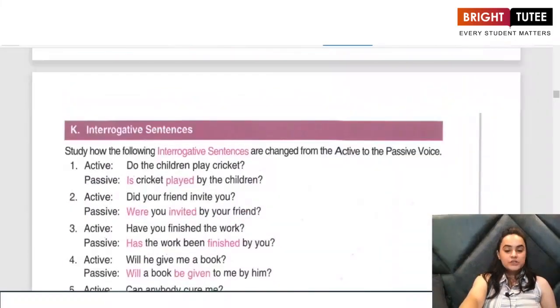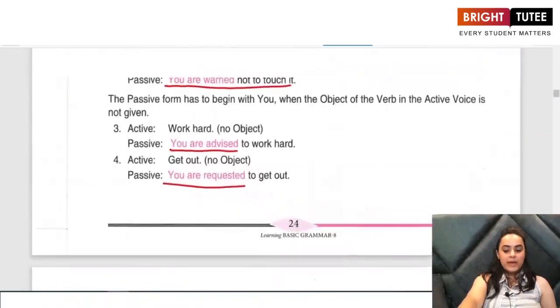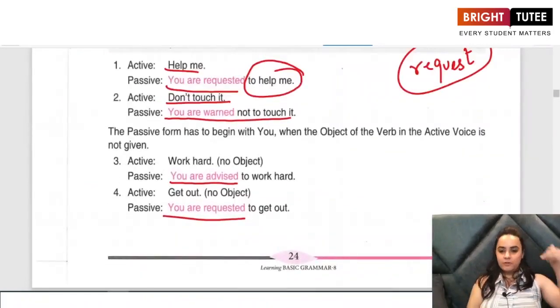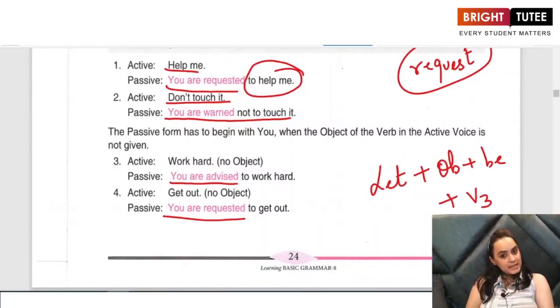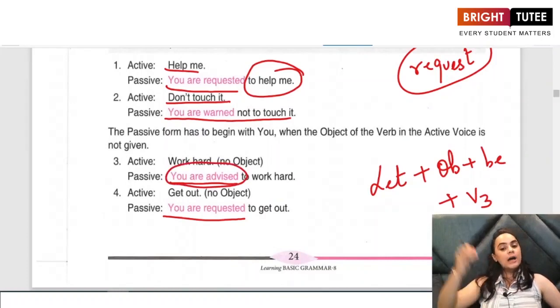Okay? So, these were the ways in which we can change. If you are given an object, then you will take the form of let plus the object plus be and the third form of the verb. And if the object is not given, only a verb or a phrase is given, then you will take the form of you are advised or requested or commanded or ordered and so on and so forth.